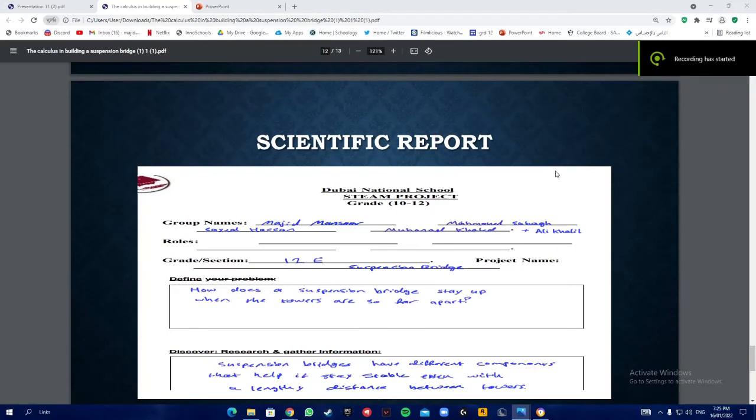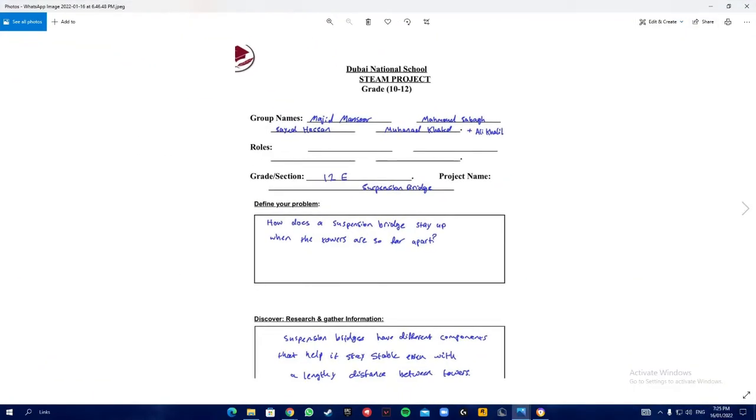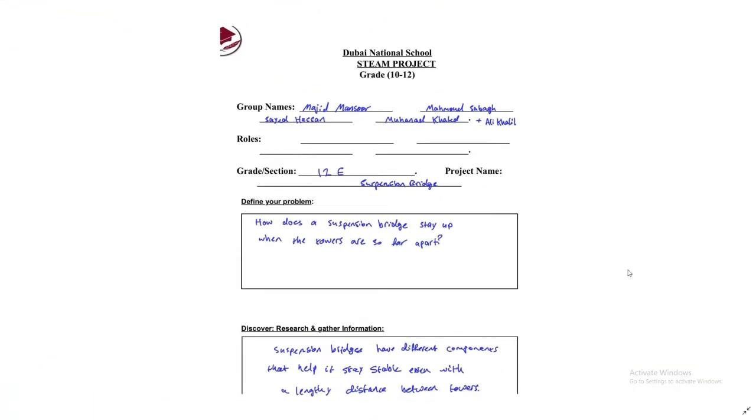Now to the scientific report part of the project. We answered the full report about the project. So first of all, to define our main problem: how does a suspension bridge stay up when the towers are so far apart? So how does it keep stable and keep balanced?